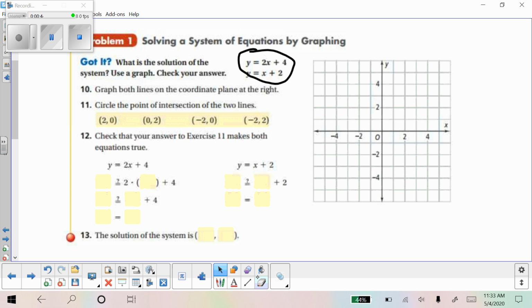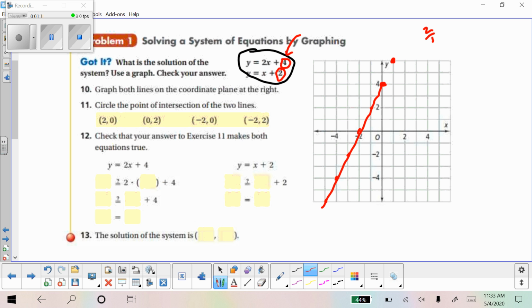And the way we're going to graph is, these are both written in slope-intercept form. So we know that the last number, 2 and the 4, is the y-intercept. So I'm going to start at 4 for the top equation. And then the slope is 2 because that's the number in front of x. So that means 2 over 1. So I'm going to go up 2 over 1. So that line looks like this.